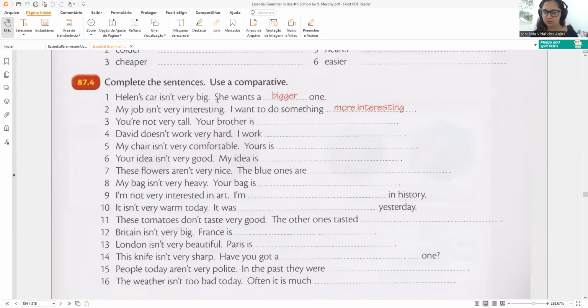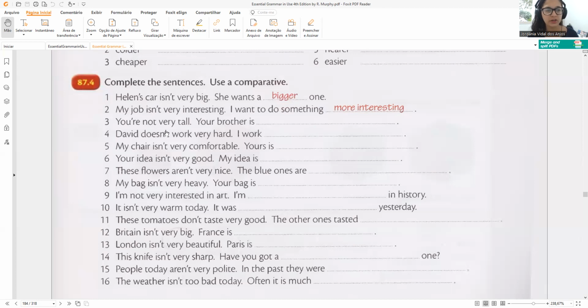O carro da Ellen não é muito grande. Ela quer um maior. My job isn't very interesting. I want to do something more interesting. Ok? Esse caso aqui é um adjetivo grande, então tem que usar um more. Esse aqui é um pequeno, só usar a terminação er. Lembrando que se terminar em Y, tem que colocar I-E-R. Ok?